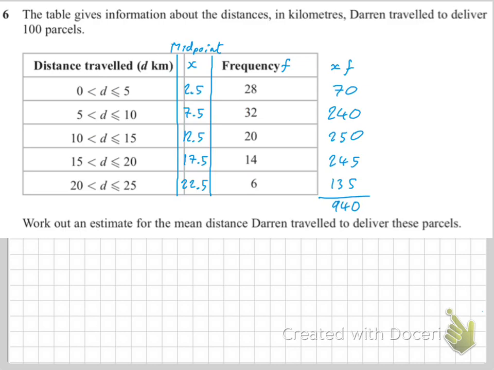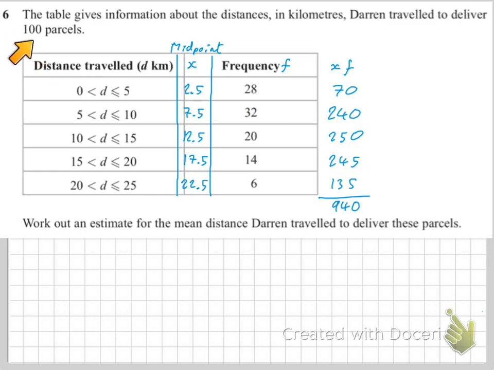And before we go any further, just think about a couple of the meanings of these things. What does this 70 mean? That 70 is an estimate for the total distance that these 28 people went between them. 240 is an estimate for total distance that these 32 people went. This 940 is an estimate for the total distance that everybody went. So how many people are there? How many parcels are there actually?